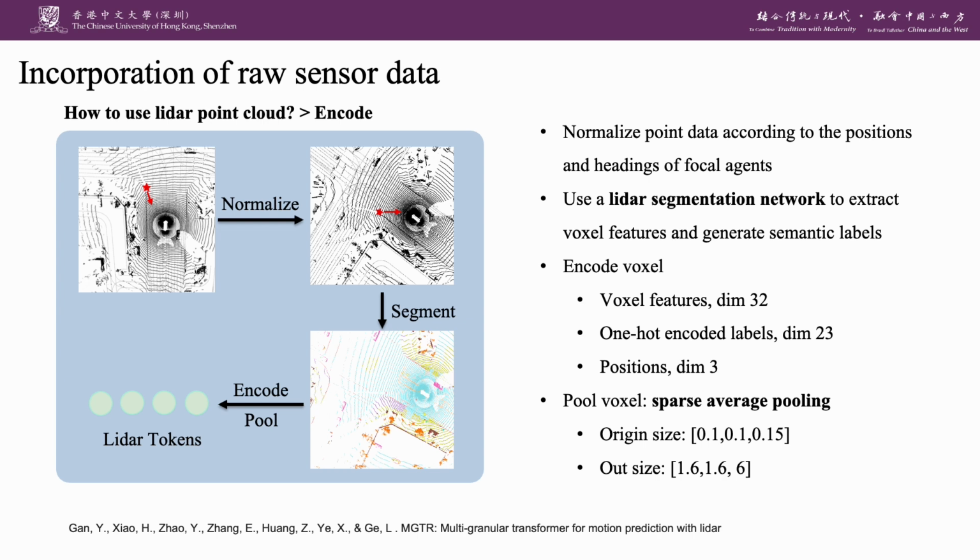To efficiently encode LiDAR points, we mainly follow the pipeline of MGT. Firstly, for each focal agent, we transform the point cloud data into its local coordinate system based on its position and heading. Secondly, we use a segmentation network to extract voxel features and generate semantic labels for each voxel. Then to further enhance the representation, the one-hot encoded semantic labels and the voxel positions are concatenated with the voxel features, resulting in 58-dimensional features. Finally, we apply a sparse max pooling operation to pool the voxels into BEV space, resulting in LiDAR tokens with a grid size of 1.6 meters.